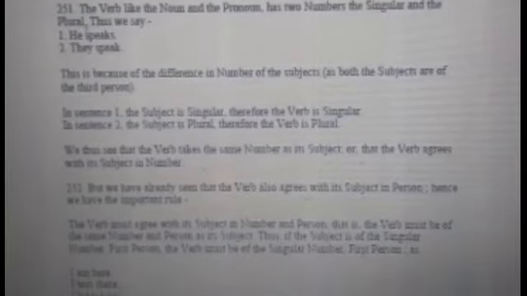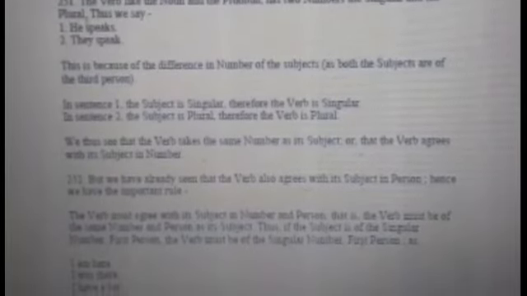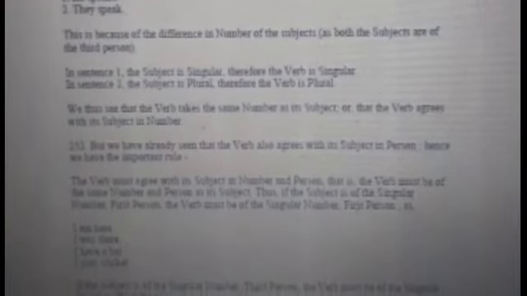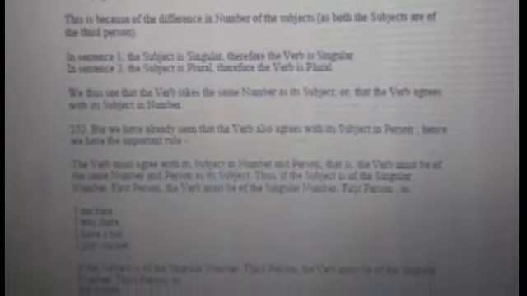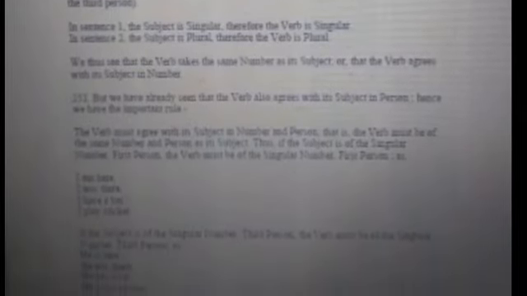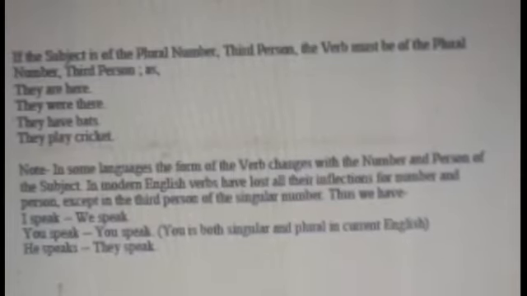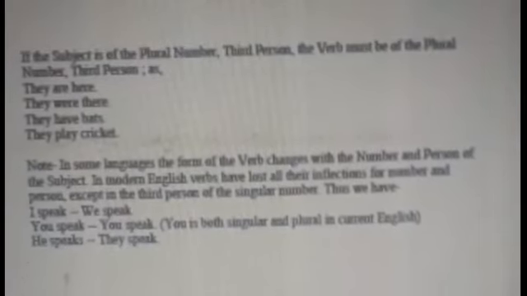person. I am here, I was there, I have a boat, I play cricket. If the subject is of the singular number, third person, the verb must be of the singular number, third person. He is here, he was there, he has a boat, he plays cricket. Okay? If the subject is the plural third person, the verb must be of the plural number, third person. They are here, they were there, they have bats, they play cricket. Okay, these are the examples for the verb related to person and number of the subject.